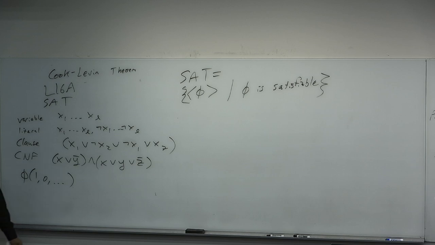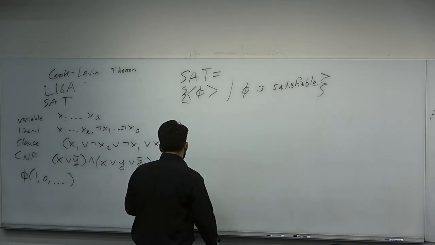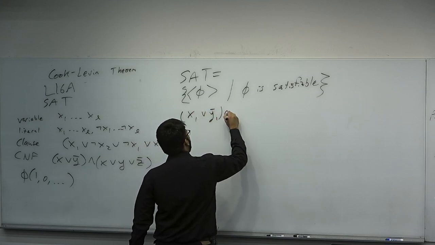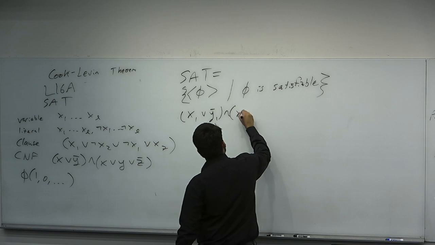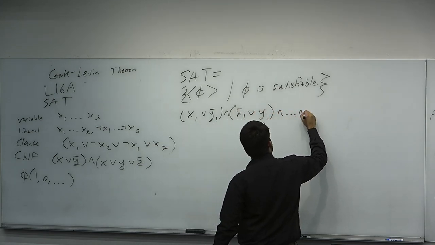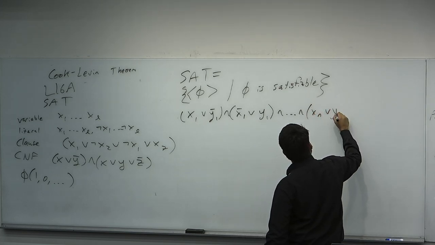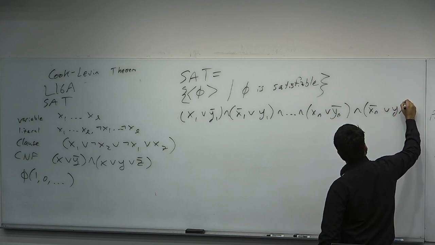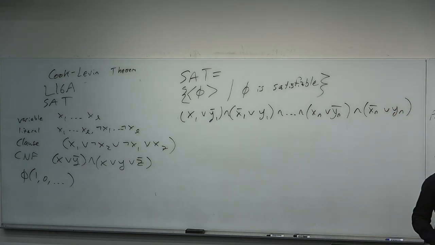Let me give you a CNF and tell me what solutions this has. Suppose we have x1 or not y1, and not x1 or y1, and so on, up to xn or not yn, and not xn or yn, right? So we have two n variables here between x1, y1, x2, y2, x3, y3. Suppose we have this CNF. What assignments satisfy the CNF? Give me an assignment that satisfies the CNF.